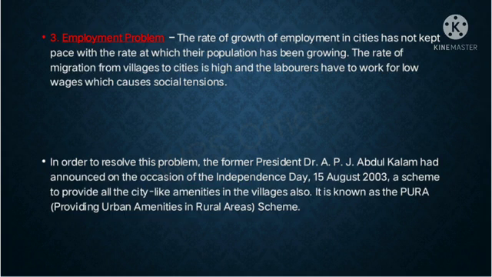Employment problem. The rate of growth of employment in cities has not kept pace with the rate at which their population has been growing. The rate of migration from villages to cities is high, and the laborers have to work for low wages, which causes social tensions. In order to resolve this problem, the former president, Dr. APJ Abdul Kalam, had announced on the occasion of the Independence Day, 15 August 2003, a scheme to provide all the city like amenities in the villages also. It is known as the PURA, Providing Urban Amenities in Rural Areas scheme.